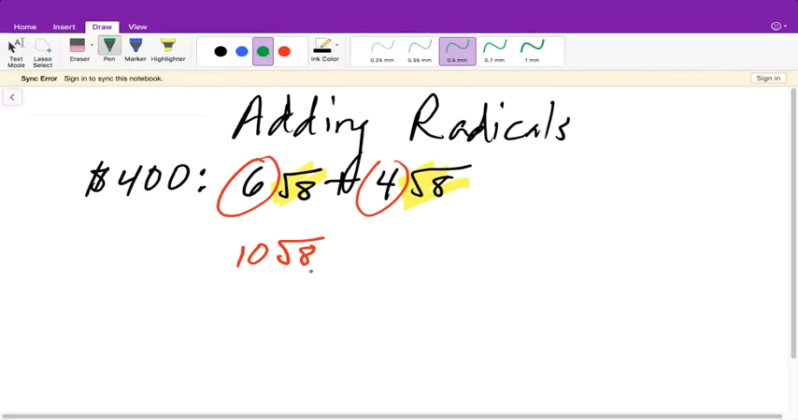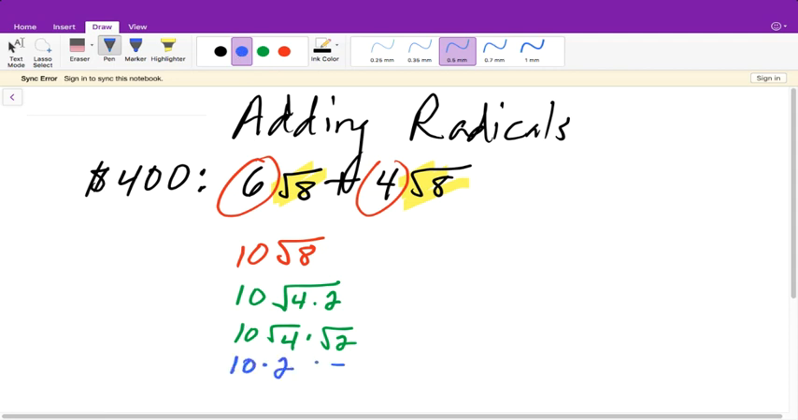Some people today in class left it as 10 times the square root of 8, but 8 can be reduced because I can rewrite 8 as 4 times 2. And I know the square root of 4 gives me 2. So it becomes 10 times 2 times the square root of 2. And then this will give me a final answer. I'm going to write it over here as 20 times the square root of 2.